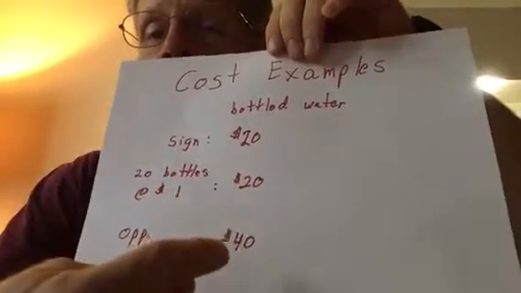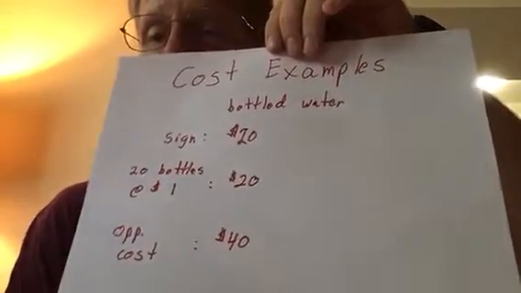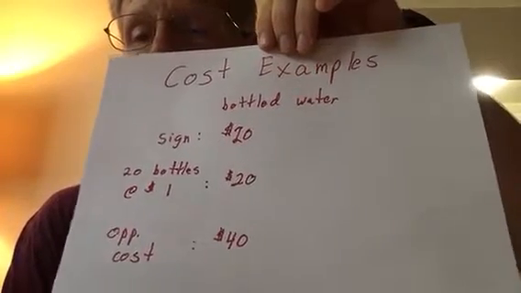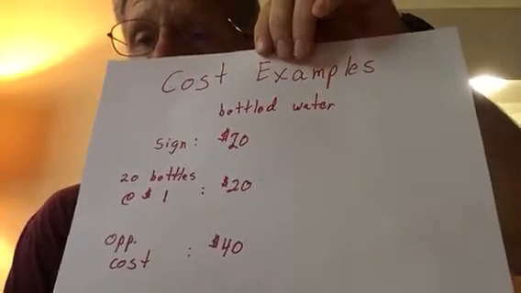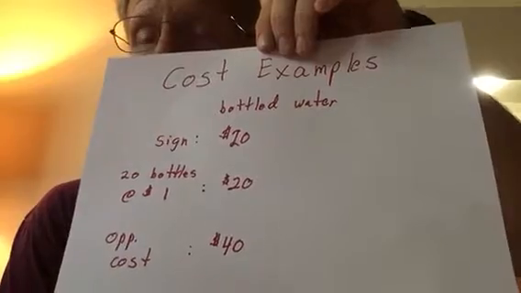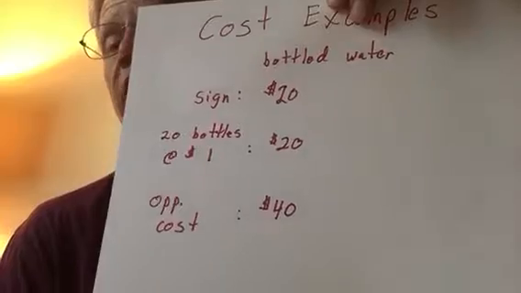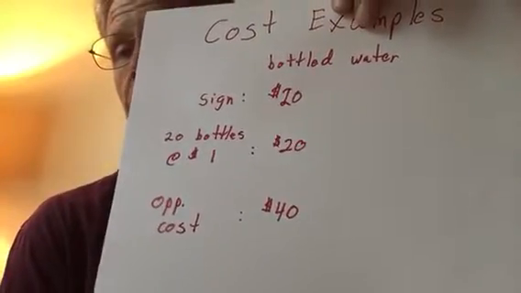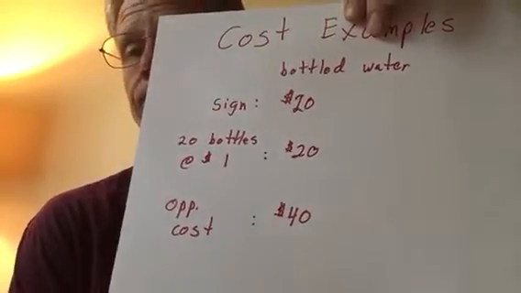Now, your opportunity cost, I'm just going to tell you, is $40. There's something else you could be doing instead of selling these bottled waters for $40. Okay, so $20 for the water, $20 for the sign, and then $40 for the opportunity cost. Okay, so what's your total? Well, let's add that up just real for fun. Looks like 20, 20, and 40 equals 80. Okay, that would be your total cost.